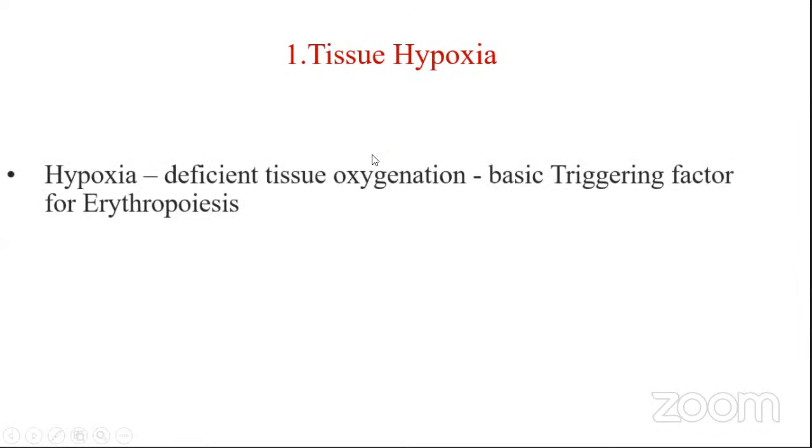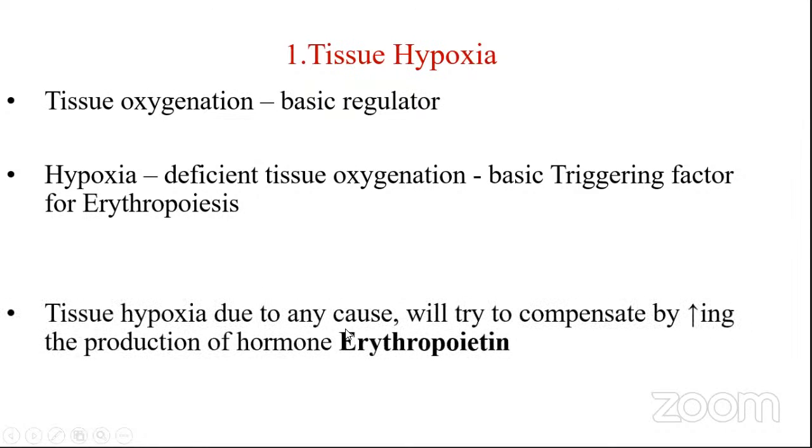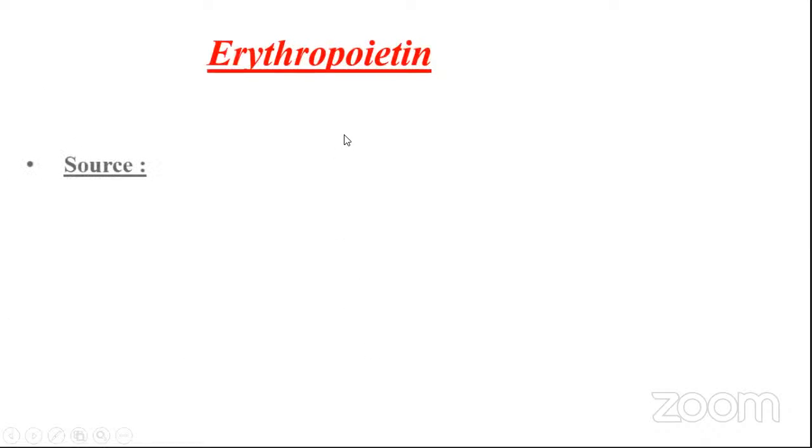So first is the tissue hypoxia. Hypoxia, that is deficient tissue oxygenation, is a basic triggering factor for erythropoiesis. This is the basic regulator, hypoxia. So the tissue hypoxia due to any cause will be compensated by increasing the production of a hormone called erythropoietin. So what is erythropoietin?